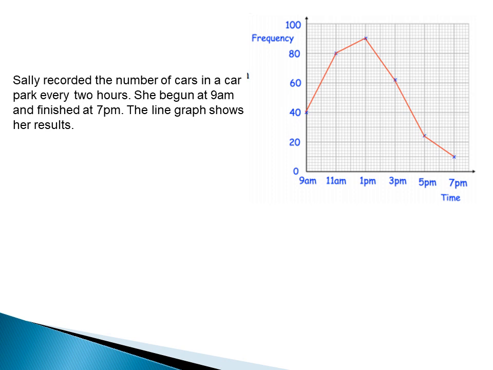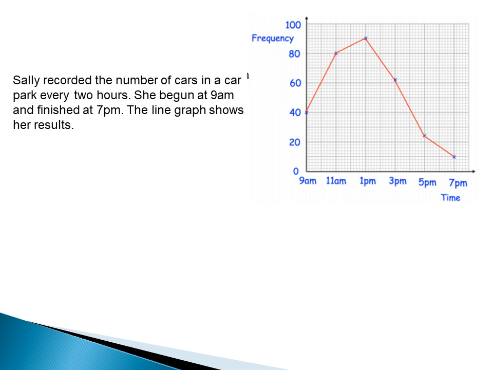Sally recorded the number of cars in a car park every 2 hours. She began at 9 a.m. and finished at 7 p.m. The line graph shows her results. We can see from the line graph it's not a straight line going upward or downward. It will depend here on the number of cars parking every 2 hours.